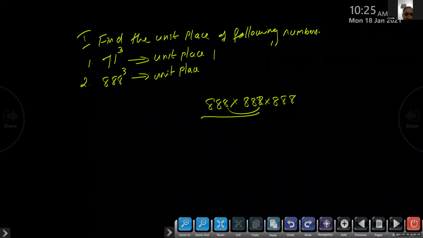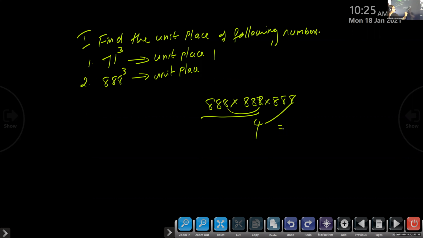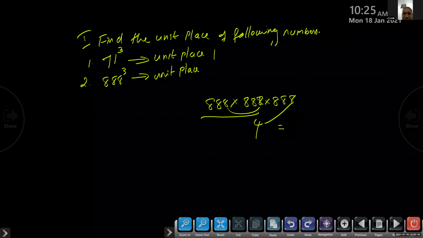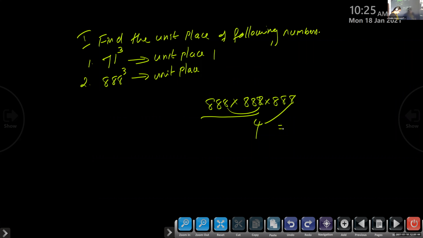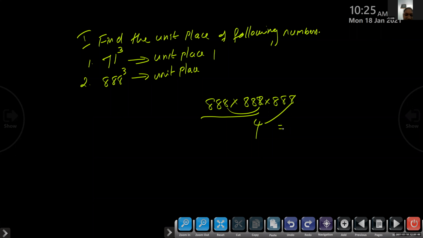Yes, ma'am. 8 eights are 64. So 4 will come in the unit place, isn't it? Then again 4 into 8. 4 eights are 32. So 2 will be the unit place. Understood? The unit place will be 2. Clear, Asin? Yes, ma'am.